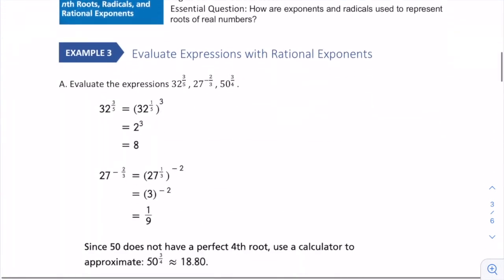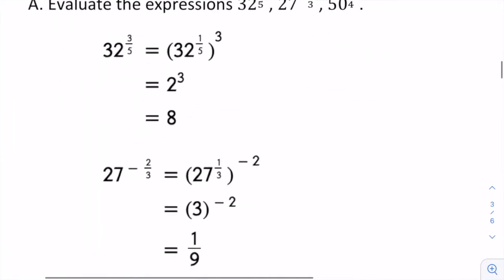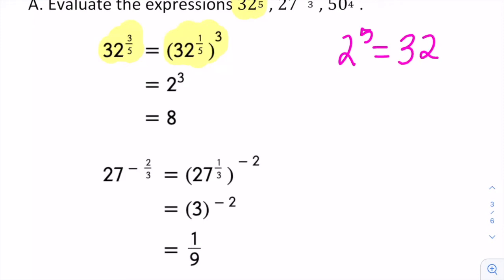All right, let's evaluate these expressions. We're going to rewrite them and simplify them. So we have 32 to the 3/5. Let's separate that into 32 raised to the 1/5, then cubed. Remember, 2 to the 5th equals 32. And this will be simplified to 2 cubed, which is 8.